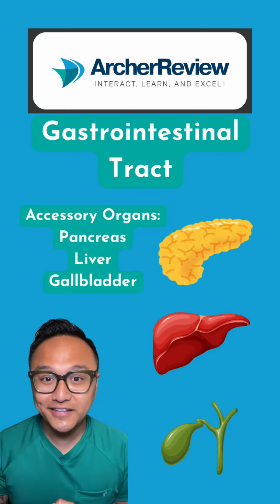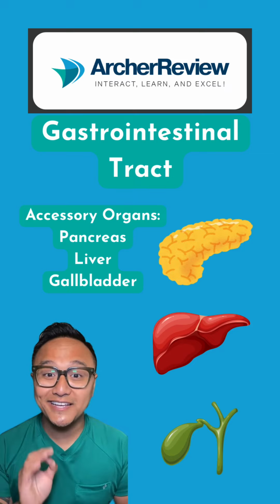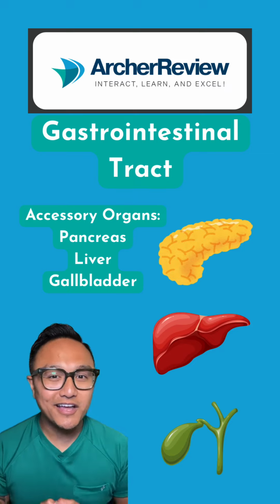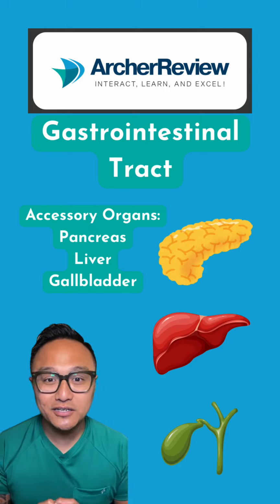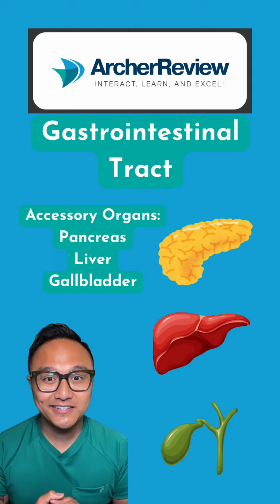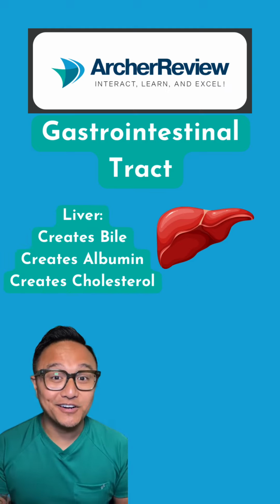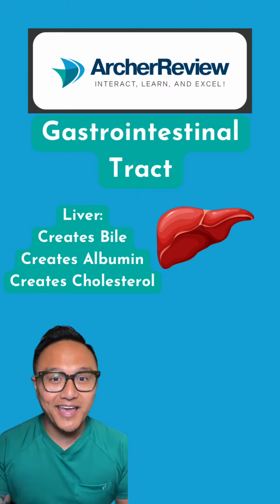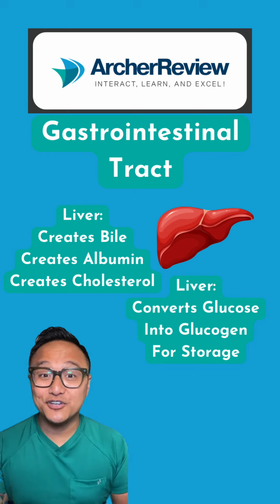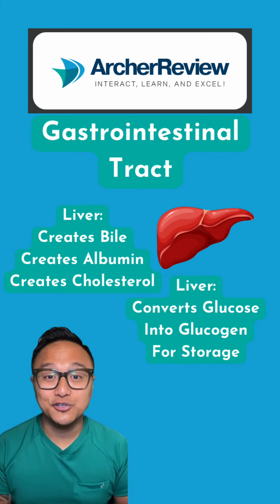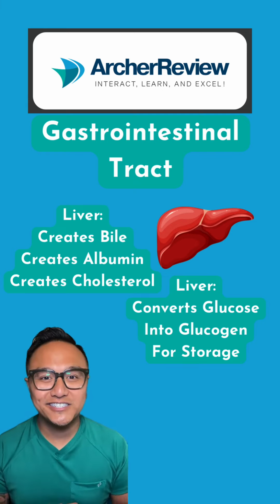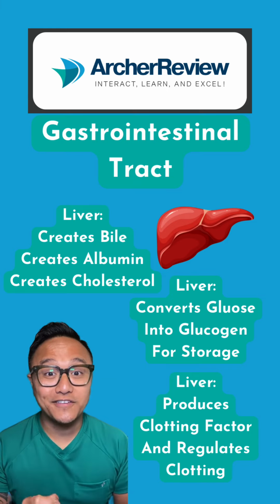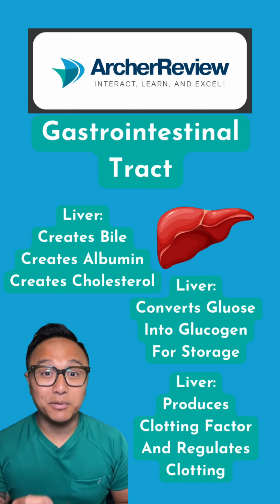The pancreas, liver, and gallbladder are known as accessory organs. They're not necessarily part of the GI tract, but they help the process. There are many functions of the liver. Like I said, it creates bile. It also creates albumin and cholesterol. It converts glucose, sugar, into glycogen for storage. It also produces the clotting factors and regulates blood clotting.